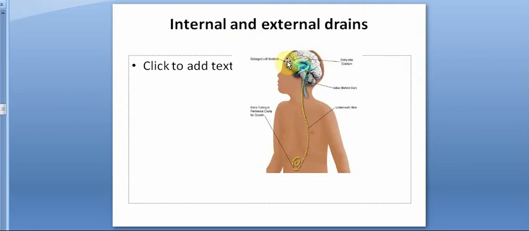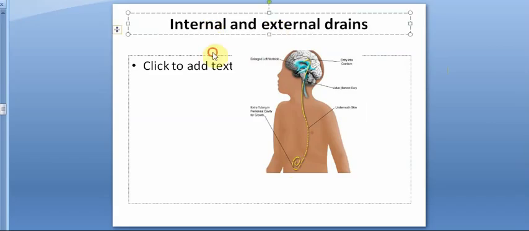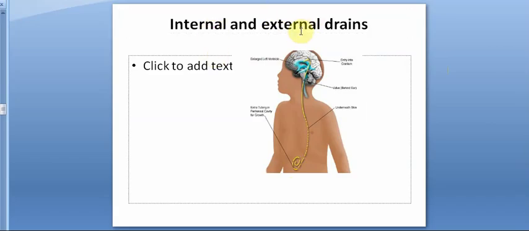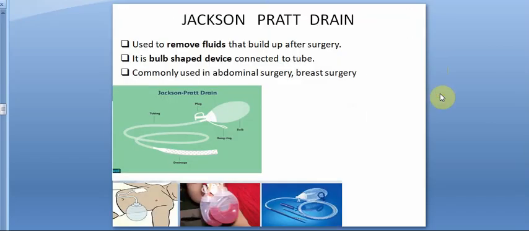Usually when there is hydrocephalus, excess accumulation of fluid in the brain, what will happen? You have to drain the excess CSF fluid. For that you use an internal drain. So it is an example of an internal drain. Remember, internal drain means they are present inside the body. External drains are present outside the body.